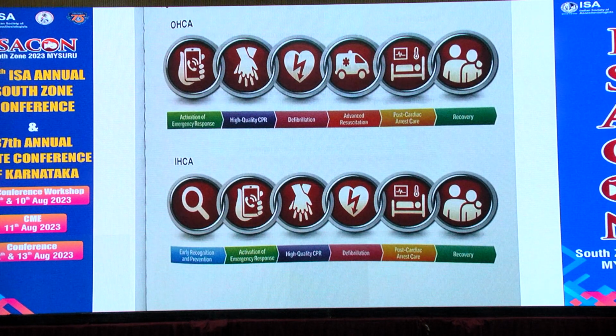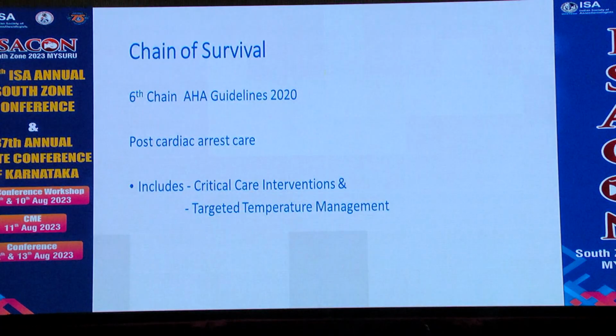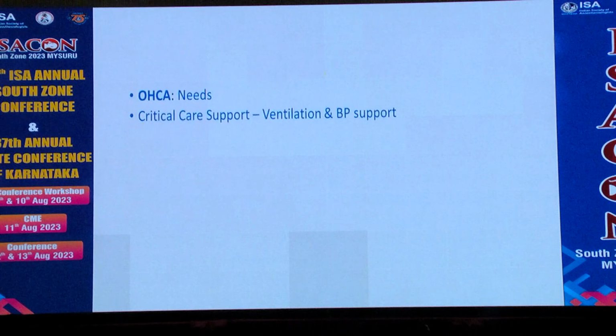You can see that post-cardiac arrest care is there as the fifth chain. That indicates a patient in the bed with an ECG monitor as well as temperature monitor, both in out-of-hospital and in-hospital cardiac arrest resuscitation. This post-cardiac arrest care includes critical care interventions as well as targeted temperature management. This is described as the fifth chain.